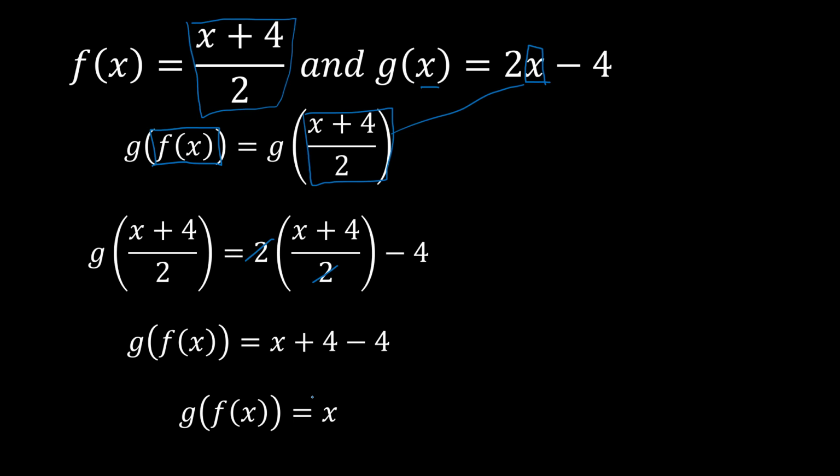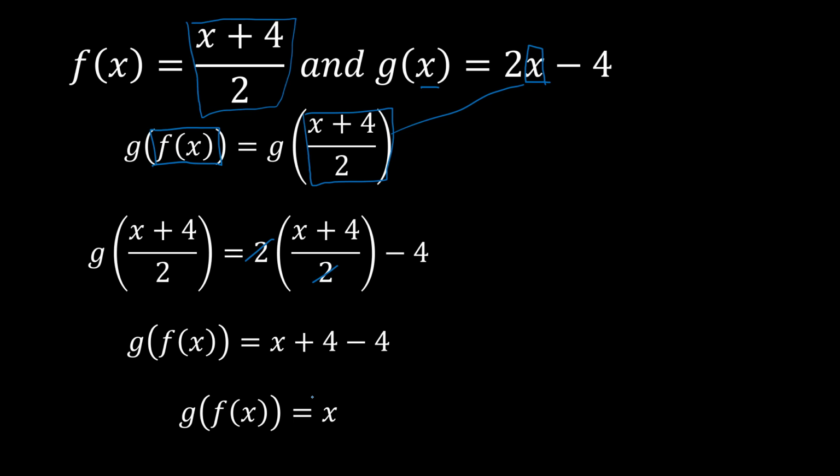So notice for f of g of x and g of f of x, both ways, our solution is equal to x. And that is the way that we can determine if two functions are inverse functions: we find the composition both ways, g of f of x and f of g of x, and if both equal x, then the two functions are inverse functions.